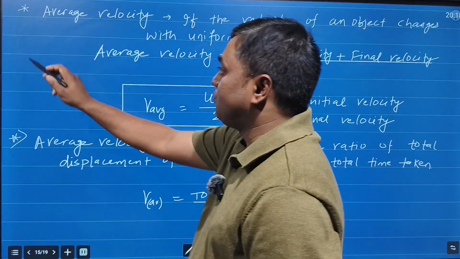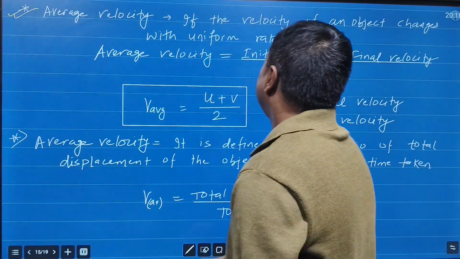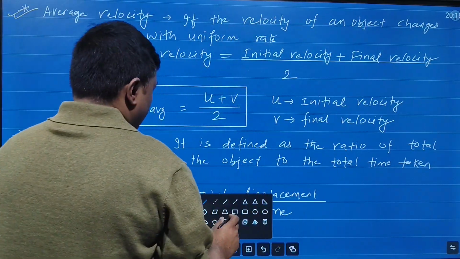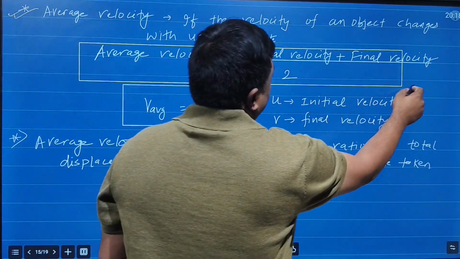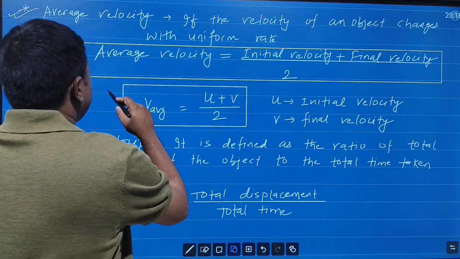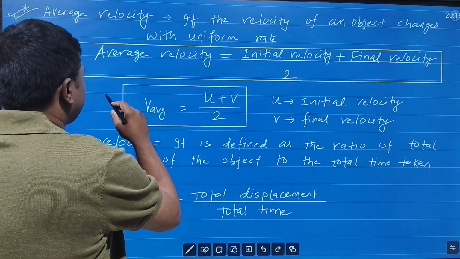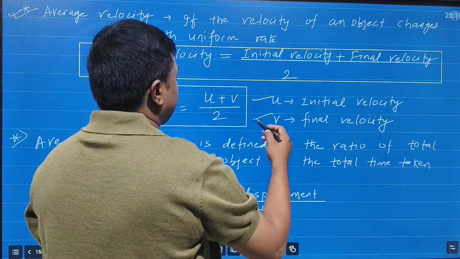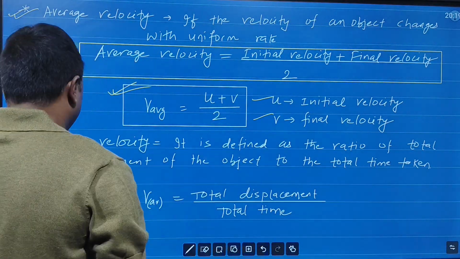Now when we talk about the average velocity, what is average velocity? It is nothing but initial velocity plus final velocity by 2. So this is the formula to find the average velocity. So V average is equal to (u + v) by 2, where u is the initial velocity and v is the final velocity.